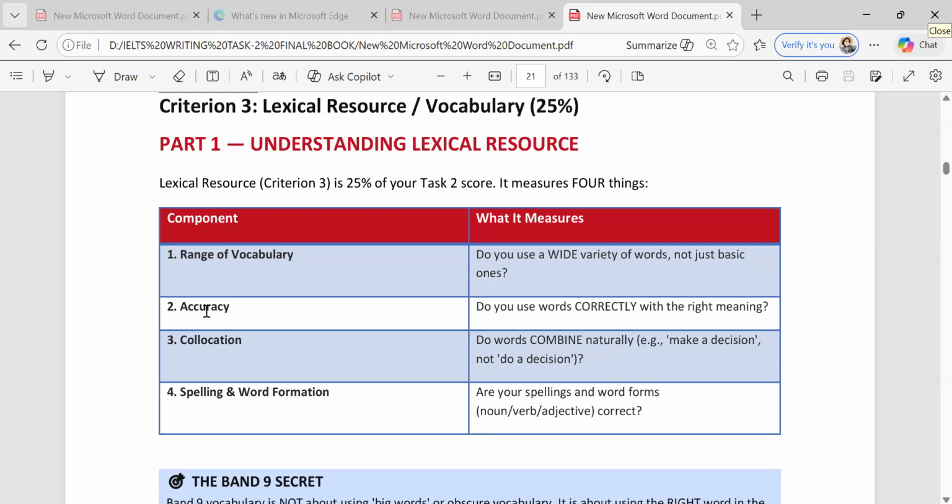Number 2, accuracy. Do you use words correctly with the right meaning? This is important. For example, you need a noun, and what if you use a verb? If you need an adjective and you use an adverb, that's totally wrong. So make sure you understand word formation.